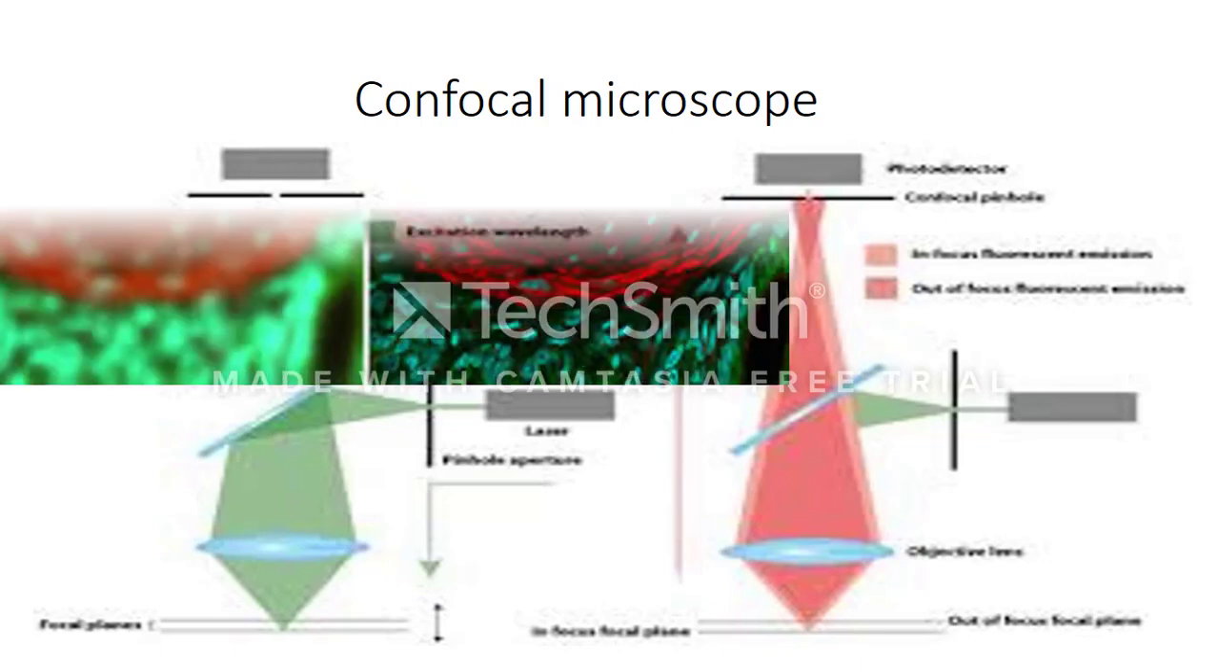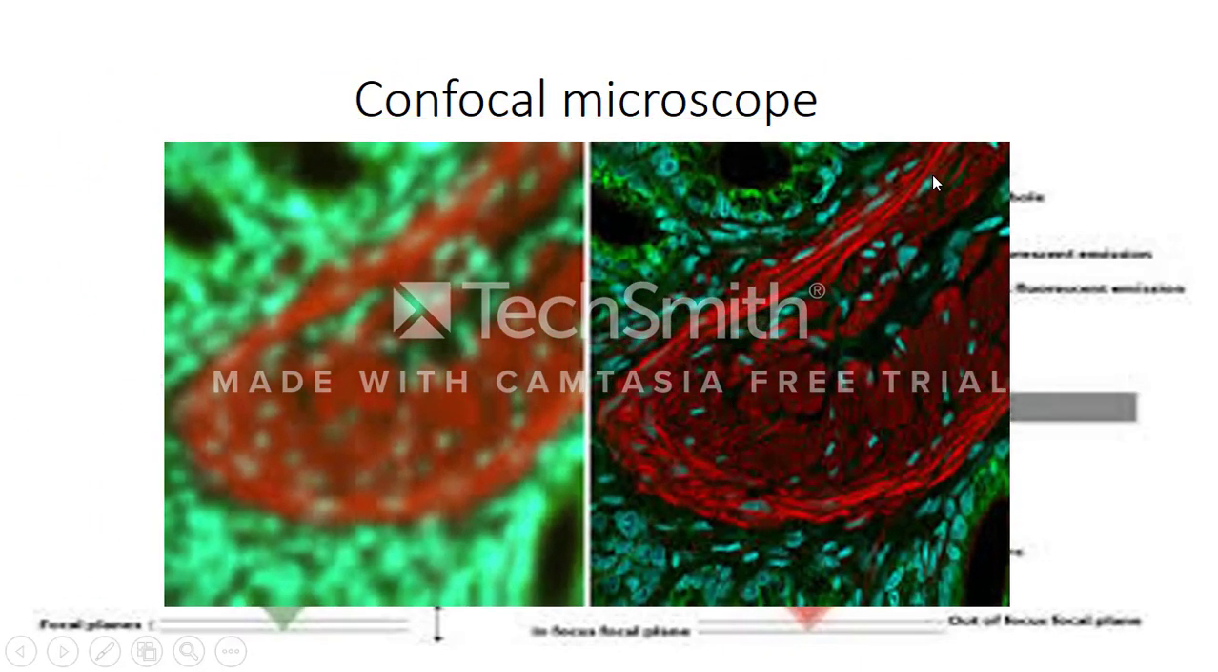And now just to take a look at an image from a confocal microscope. So this is simply a microscopic image when the planes are not separated. And this is a confocal microscope image where the planes are separated, and we look at the best plane to see the best image.